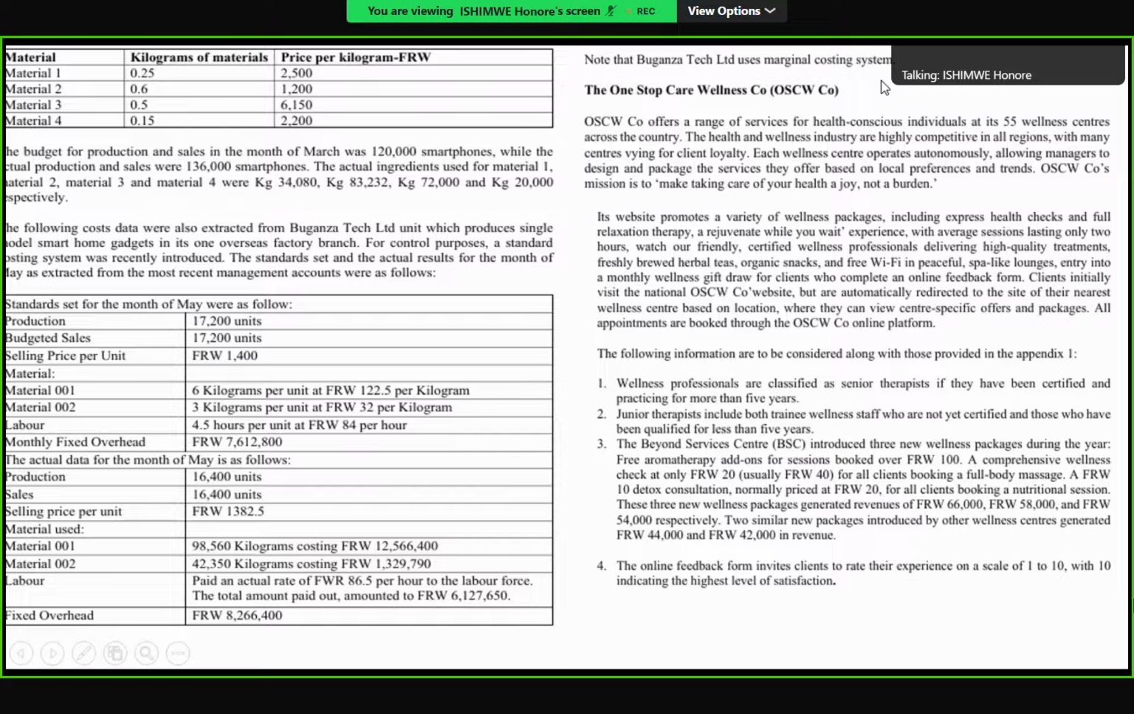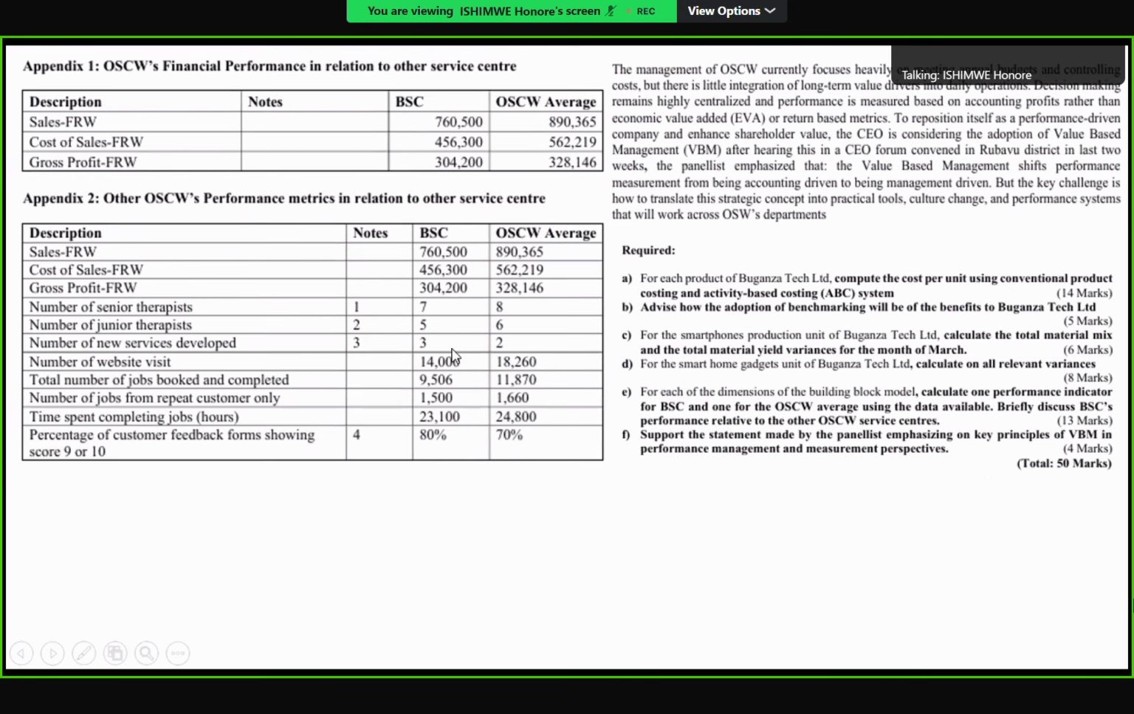Then the one-stop care wellness offers a range of services for health. So these stories, as you see, are not only what we have covered, but also what we have covered. These are the financial performance of the company. These are the financial metrics in addition to other service centers. Benchmarking on it. Then these are the stories on VBM, community value added. Then requirements. But remember, we are only concerned with part A. We're going to work on part A. This is 14 marks.